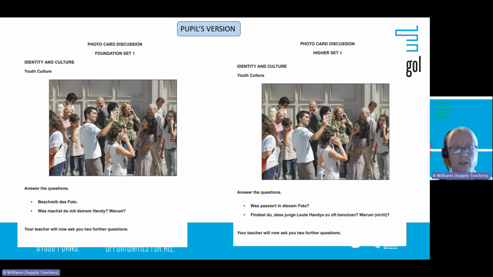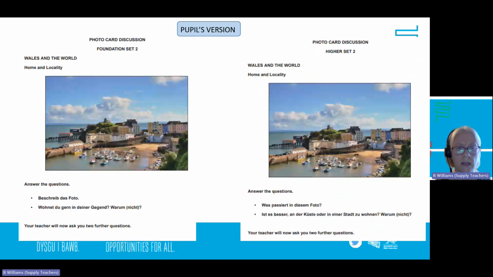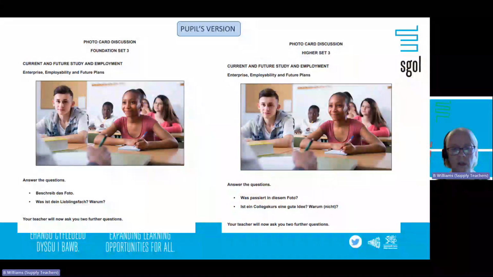So have a look at the differences between the questions and the difference in complexity between the foundation and higher tiers. And that's then carried on in this next slide. We've changed the broad theme to Wales and the world. Home and locality then is the sub-theme. Exactly the same photograph, but slightly different questions again for the different tiers. And the same for this one.